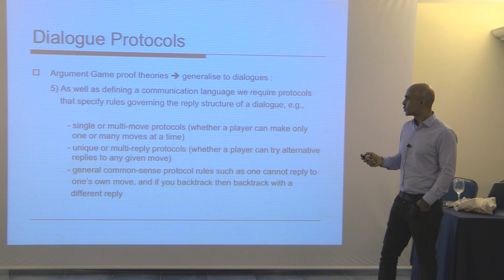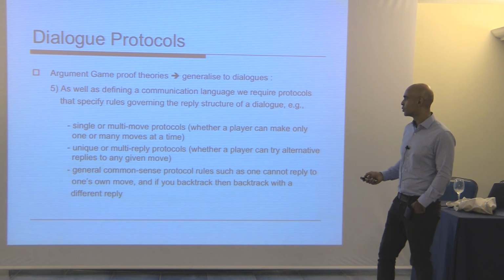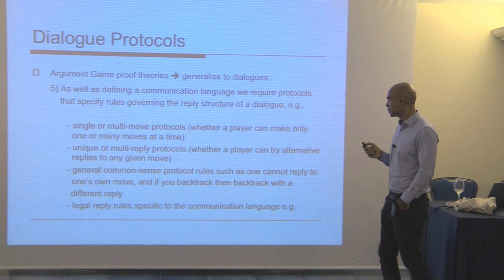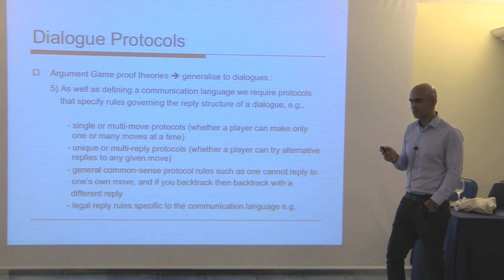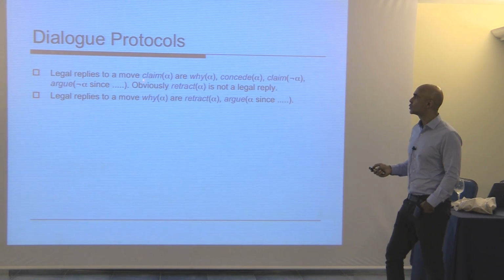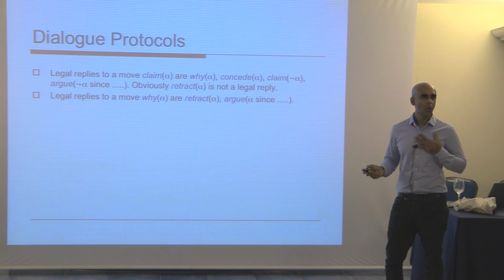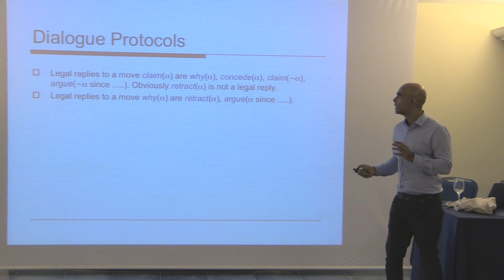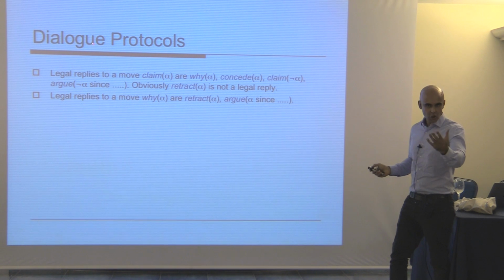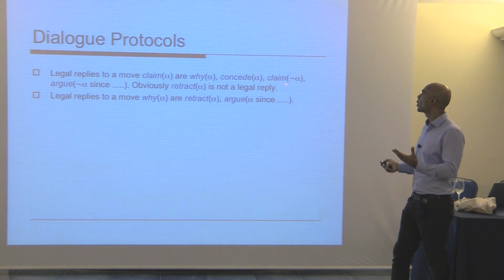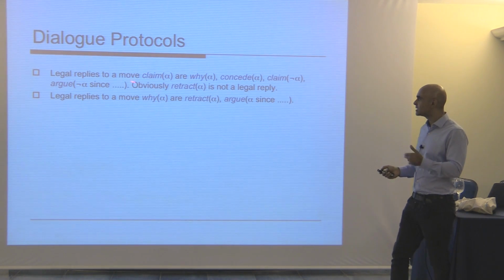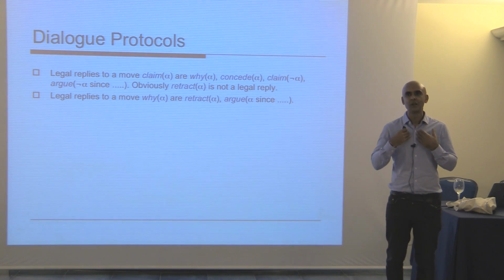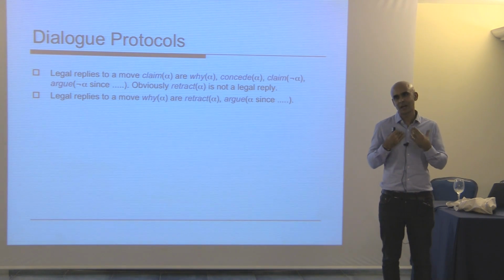Okay. So we talked about a whole set of rules: multi-move, single move, multi-reply, single reply, and common sense protocol rules. And then there are legal reply rules specific to the communication language. Let me give you some examples. A legal reply to a move claim alpha: I claim alpha. The protocol determines certain replies that are legally allowed. For example, if I claim alpha, my interlocutor might say why alpha, or concede alpha, or claim not alpha, or argue not alpha since, and so on. Obviously, retract alpha is not a legal reply. If I claim alpha, what sense does it make for you to retract it? I am the only one that can retract something I've asserted.